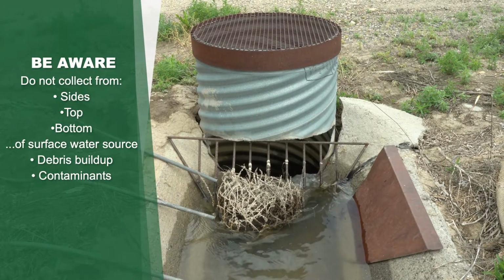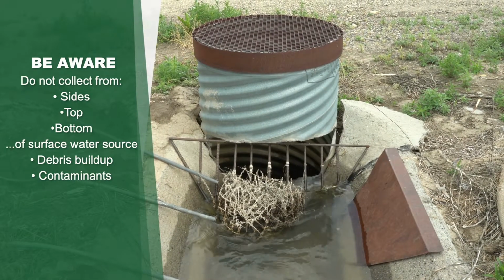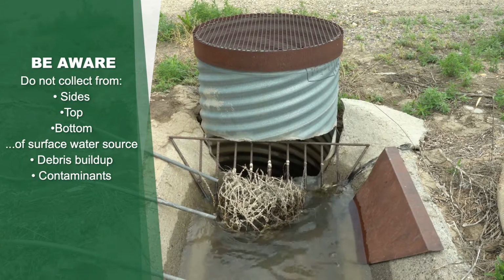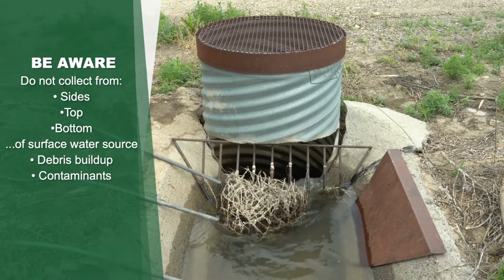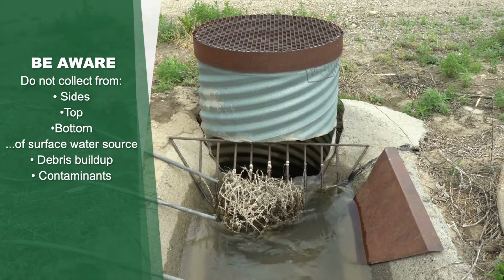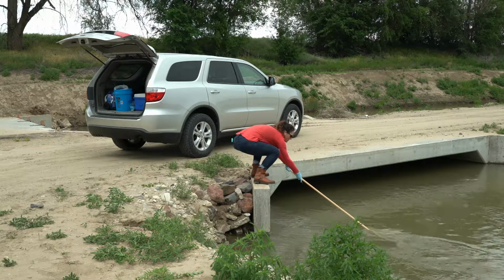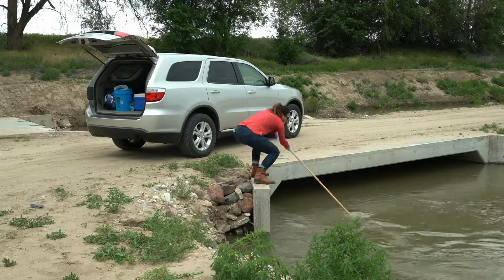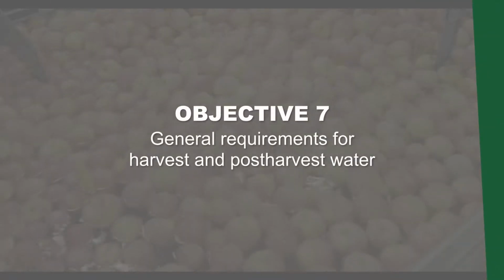Be aware of your sampling location. You do not want to skew results by collecting your sample from the sides, top, or bottom of your surface water source, since this is where debris buildup and other contaminants reside. A good rule of thumb is to sample at least 6 inches out from the side of the water body and 6 inches down.